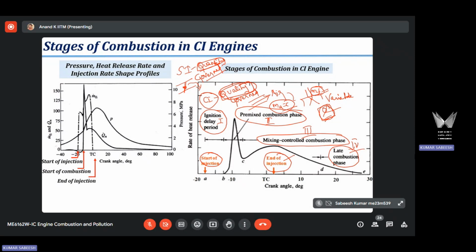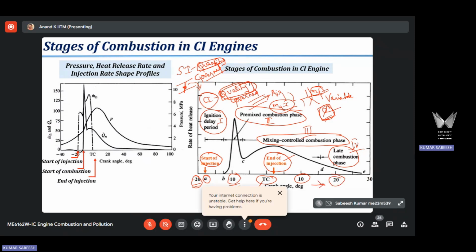You could see here, this is top dead center position. This is minus 10 degree. This is minus 20 degree. So you are injecting fuel at point A. Point A is typically between minus 10 and minus 20 degree crank angle. Minus is used to indicate that the compression TDC is yet to be reached. Positive value will be used after the piston reaches TDC and moves down during the expansion stroke.